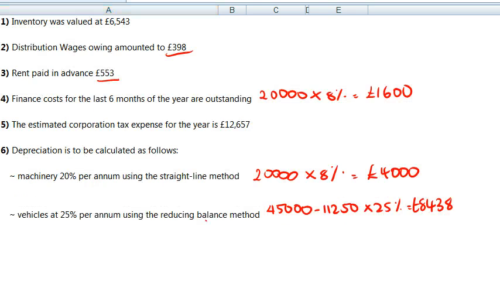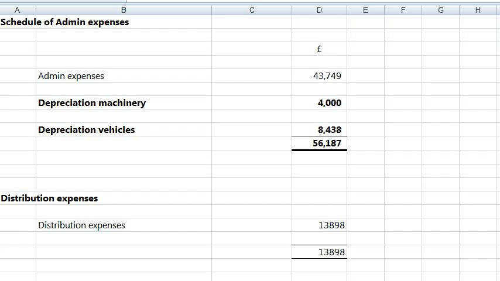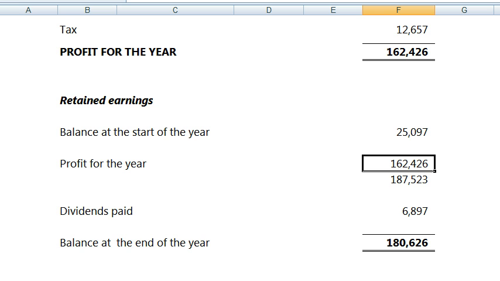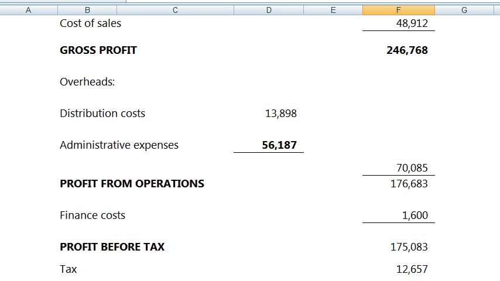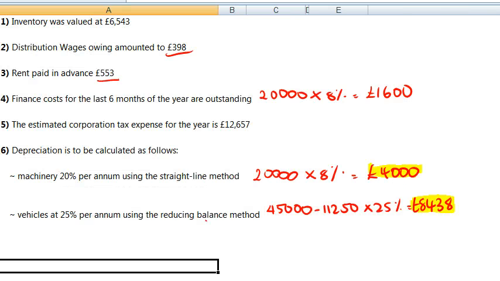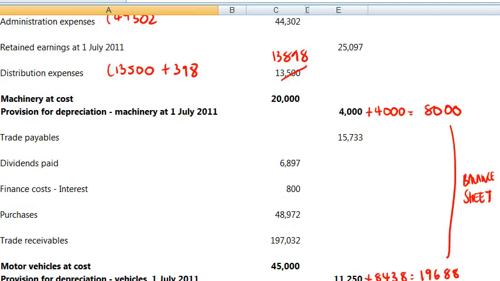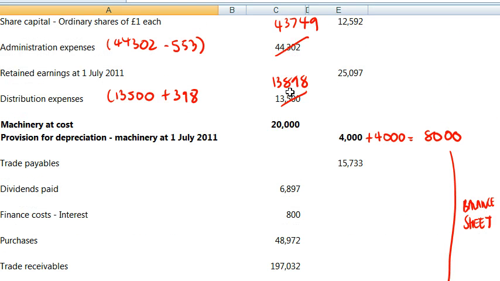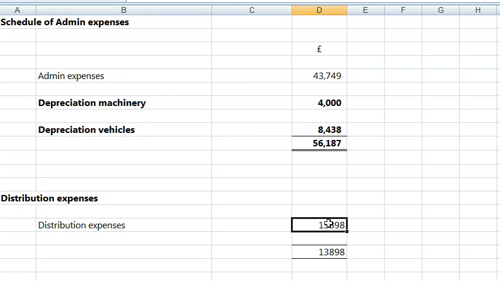They are admin expenses. So what I mean by that is these figures you calculate down here. So let's highlight them. The 4,000 and the 8,438, they go into there. If you total that up, 56,187, you put that into your income statement there, 56,187. Same with distribution costs. What does it say on the trial balance? I think we updated it for the wages, didn't we? 13,898, that's the figure that goes in your schedule.